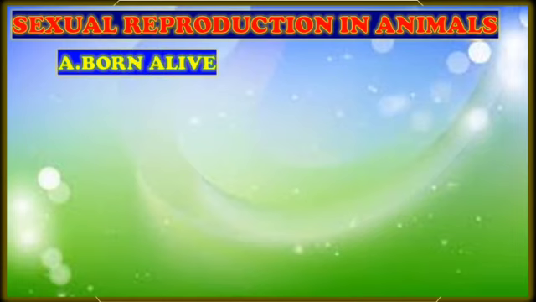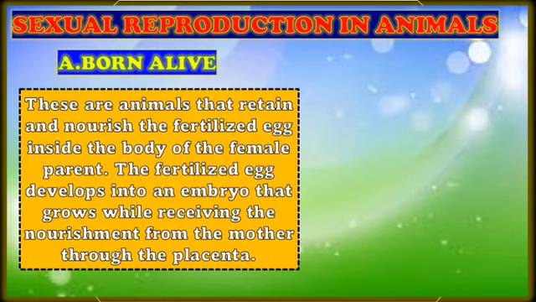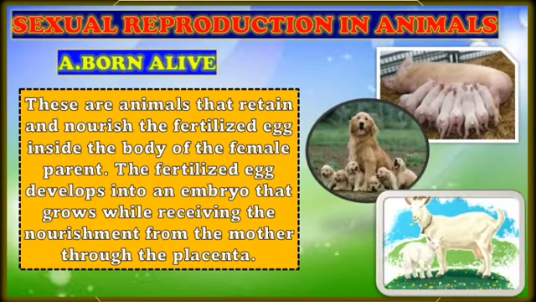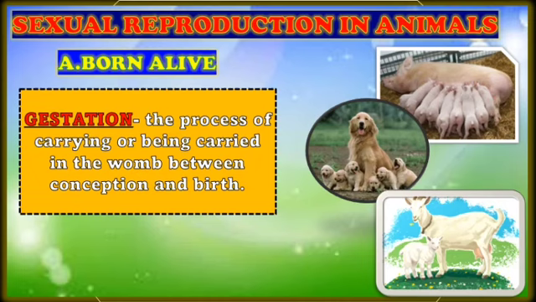Sexual reproduction in animals can also be born alive. So what is this all about? There are animals that retain and nourish the fertilized egg inside the body of the female parent. The fertilized egg develops into an embryo that grows while receiving nourishment from the mother through the placenta. These are examples of born alive. Yung kamukha na nila agad-agad kapag sila ay pinapanganak na. In this, the process is called gestation, the process of carrying or being carried in the womb between conception and birth.